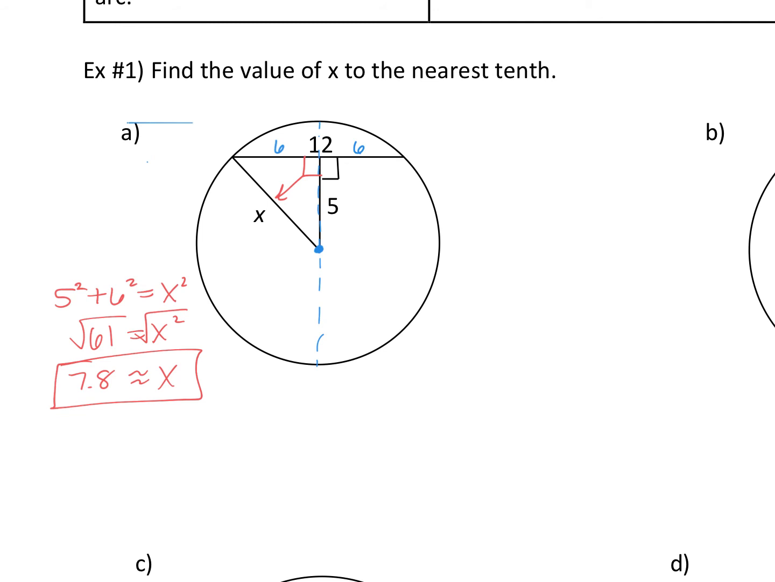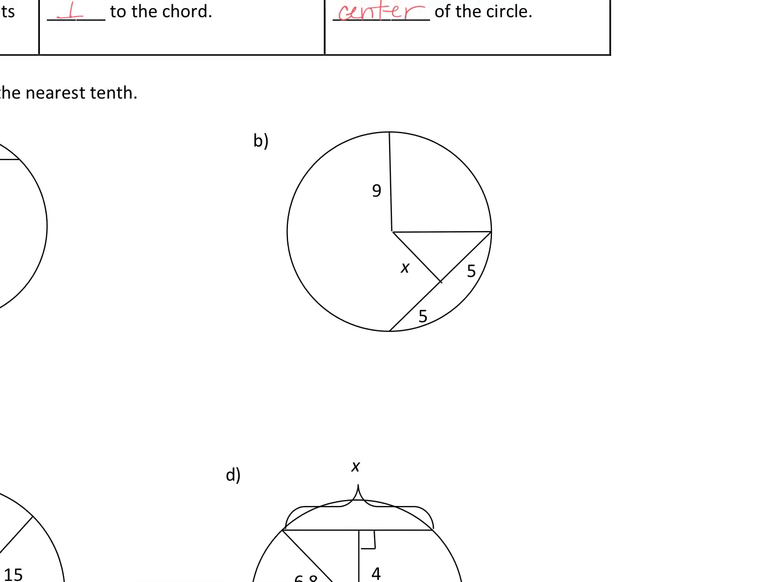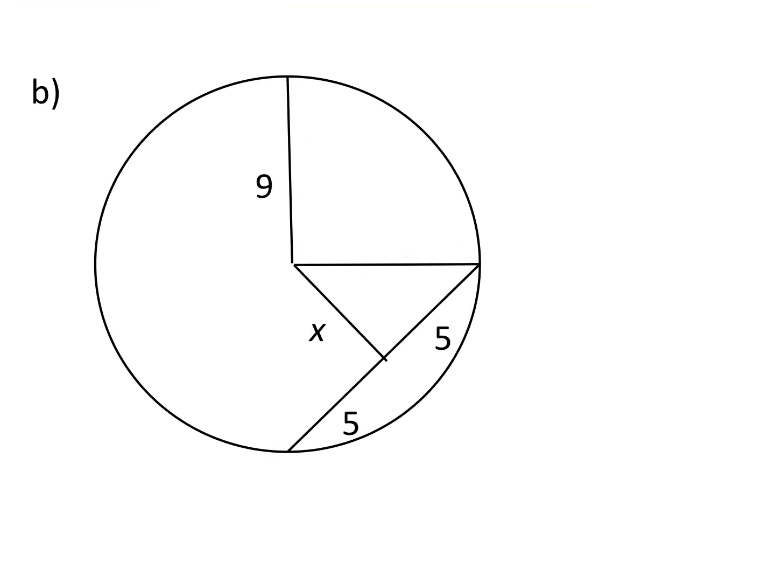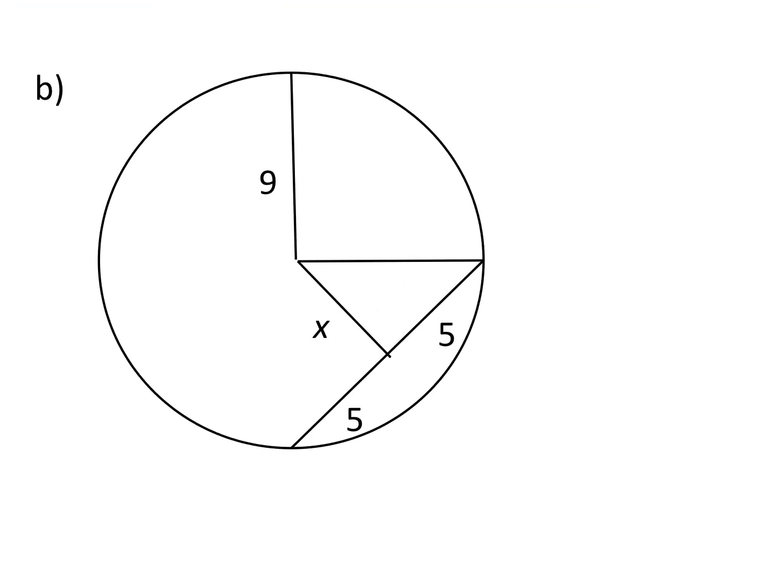All right, look at letter B. This one is a little bit different. Tell me what you know that maybe isn't marked for you. Bisecting the X is bisecting. So you have 5 and 5.